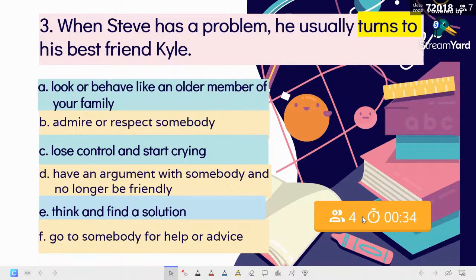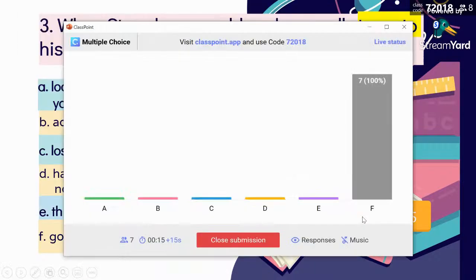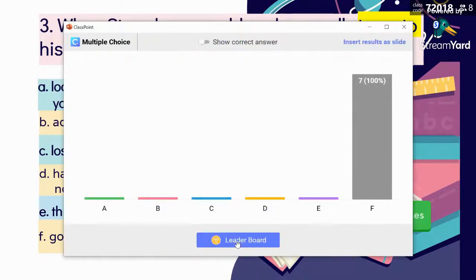Okay, please look at the options properly. Teacher might have added certain options inside. Okay, look: behave like an older member of your family, admire or respect somebody, lose control and start crying, have an argument with somebody and no longer be friendly, think and find a solution, go to somebody for help or advice. Okay, all right. So all of you got it. Number is F. Okay, good.